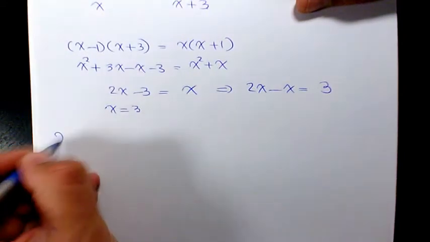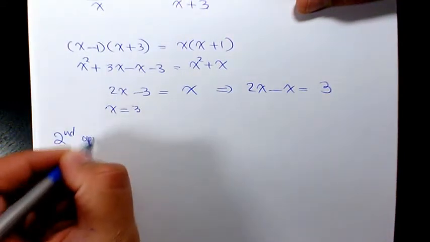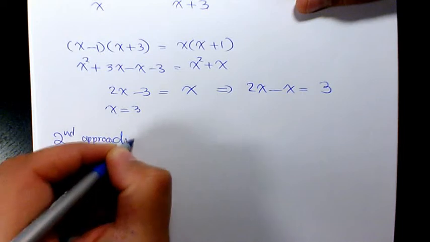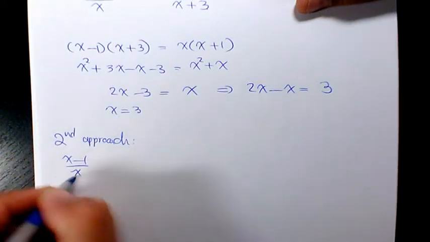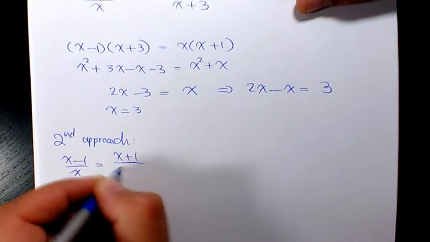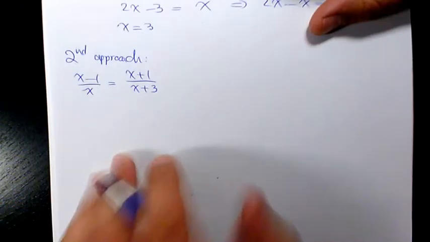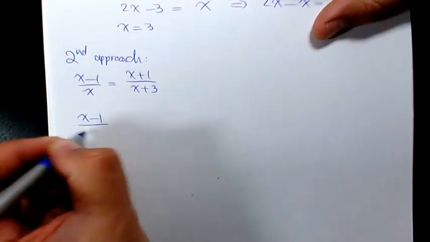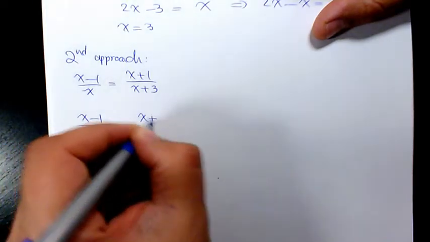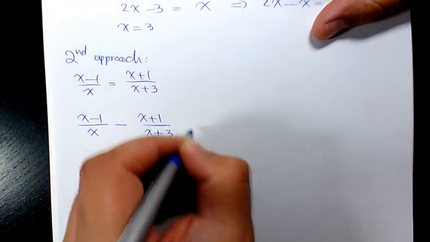Now using the second approach. x minus 1 over x equals x plus 1 over x plus 3. So you have x minus 1 over x minus x plus 1 over x plus 3 equals 0.